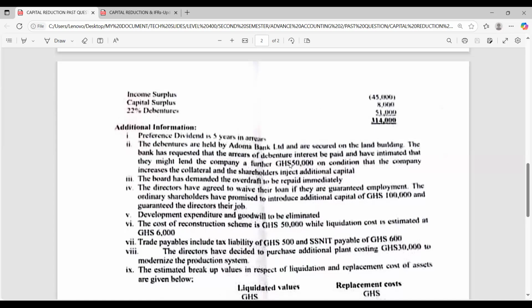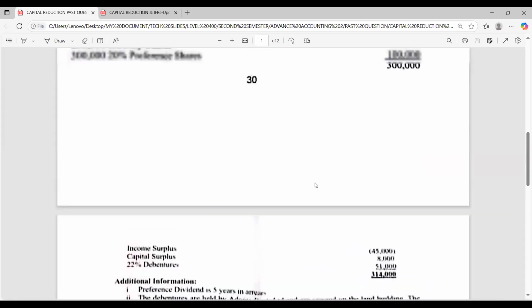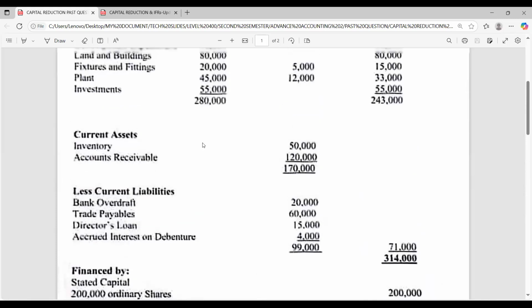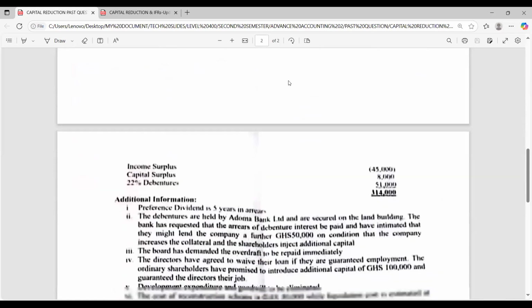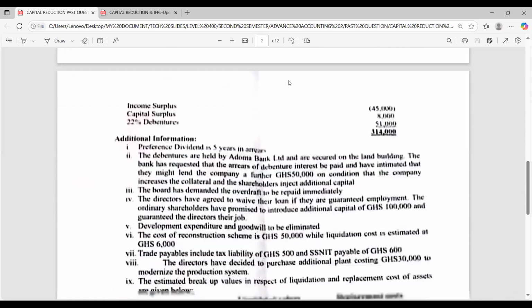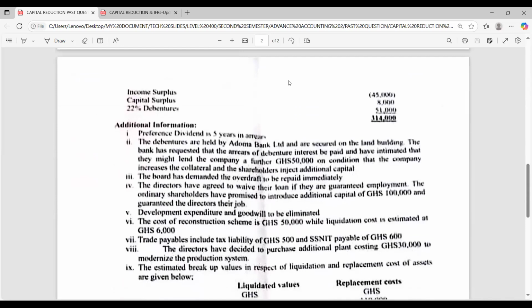Point number 3 says that it is an additional capital injection. So they inject additional capital, 50,000. The board has demanded the overdraft to be repaid immediately. This bank overdraft, where is it? The bank overdraft liabilities are to be paid immediately. They didn't put any secured or unsecured, so that should inform you that it is an unsecured debt.